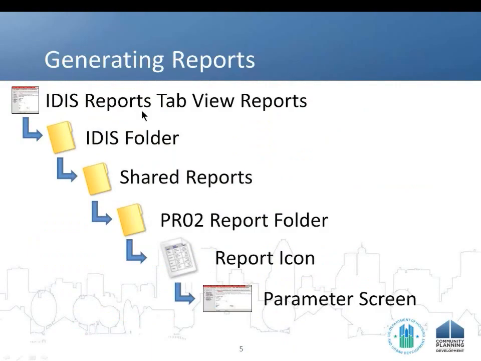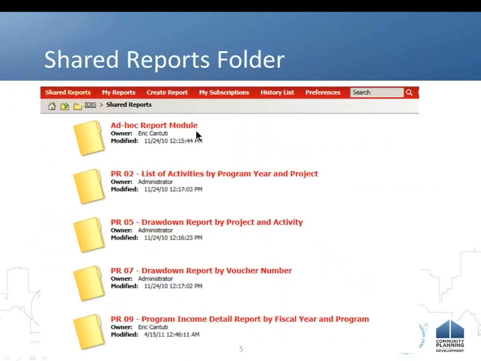So again, this is kind of the step-by-step. We clicked on the View Reports tab. We went into IDIS. We went into the shared folders. And so that's where we're at now. In this example, we would select PR02, which is the List of Activities report, and then enter some parameters. So this is just a screenshot of the shared reports folder. I'm going to probably spend most time in the live version instead of the slides, just so you can see some of the interactivity.